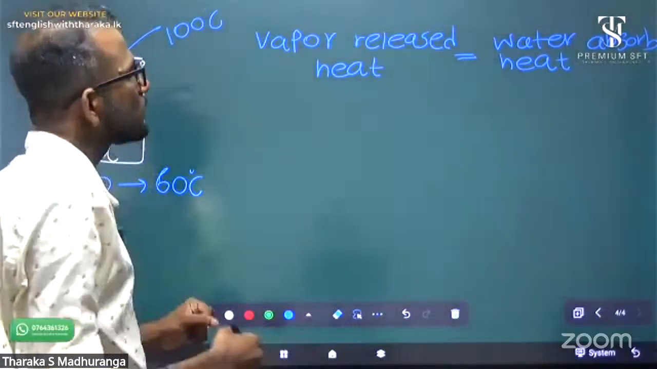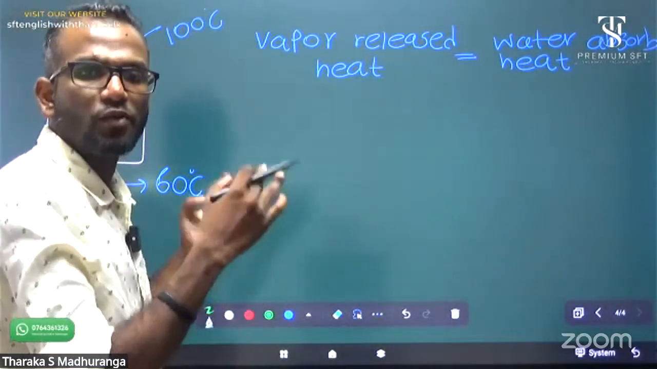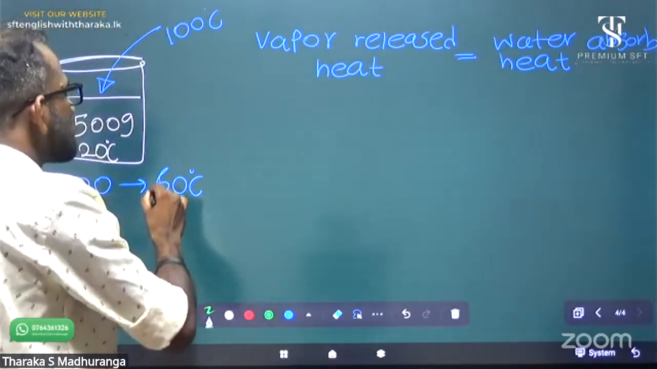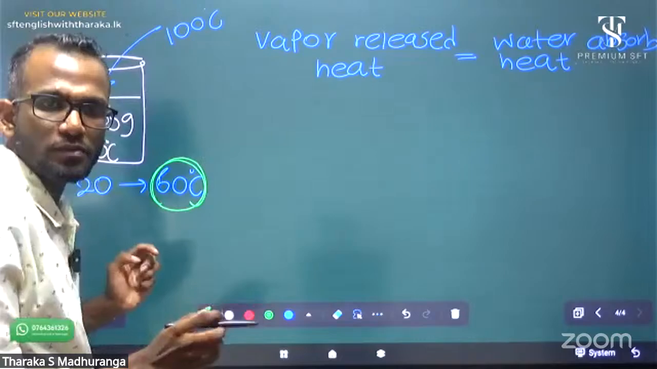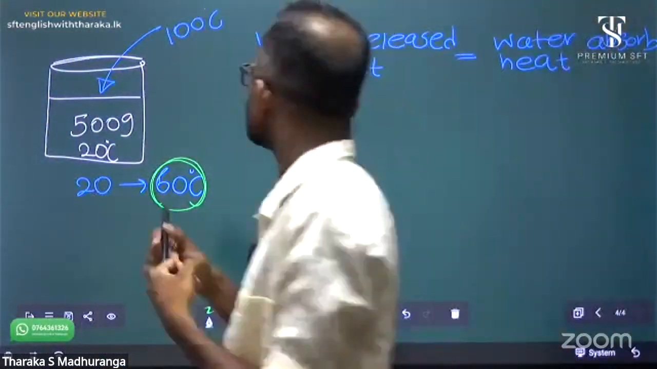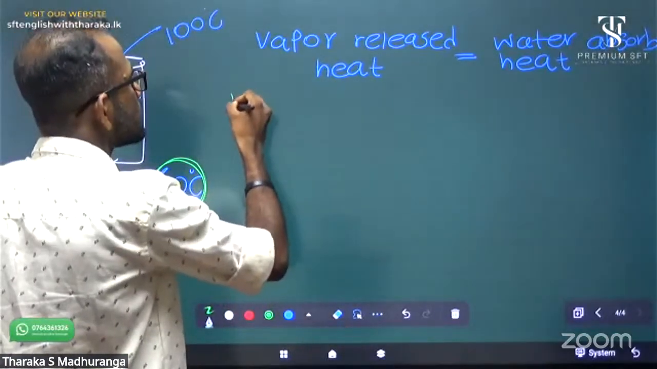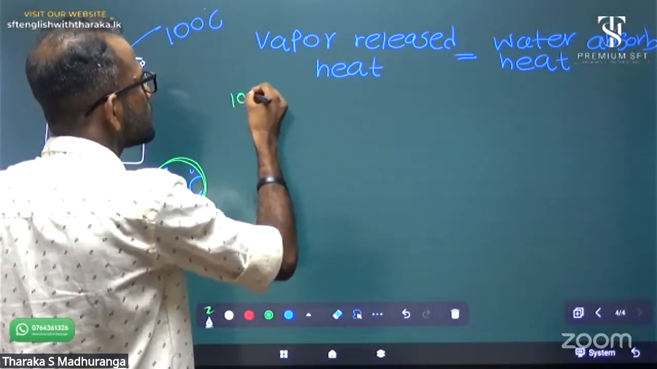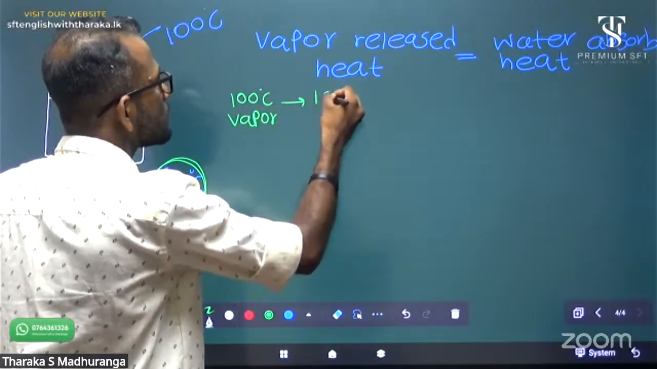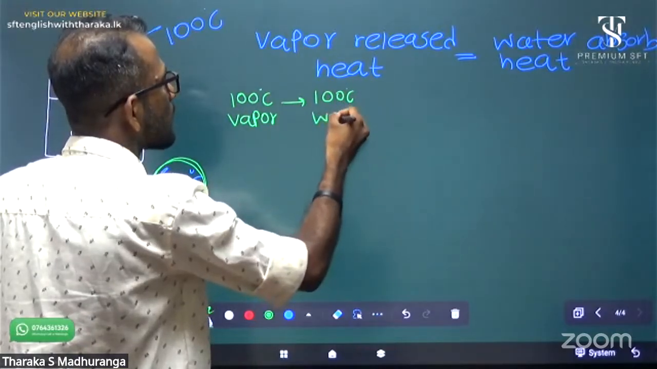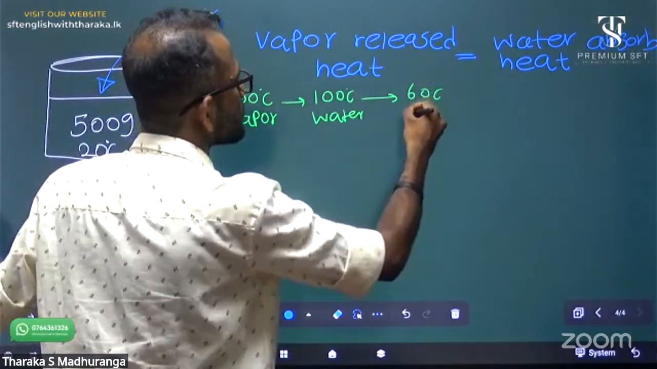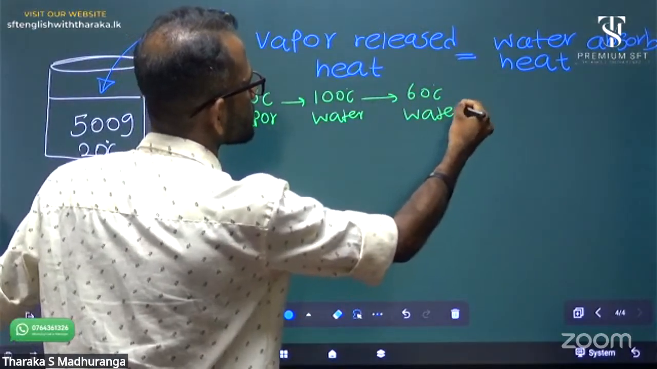Right? Now vapor releases heat, meaning the final temperature of the mixture is 60 Celsius. What is the equation? Vapor release heat means 100 Celsius vapor converts to 100 Celsius water, and 100 Celsius water converts to 60 Celsius water. That's the thermal equilibrium.